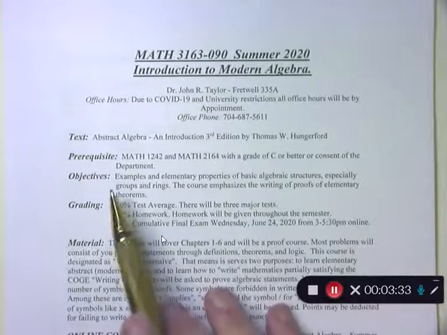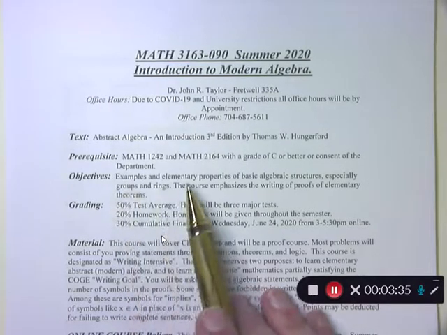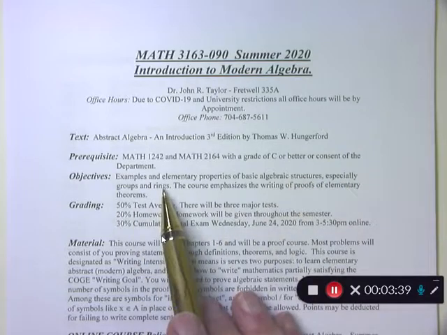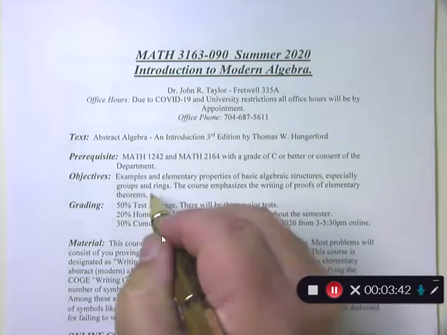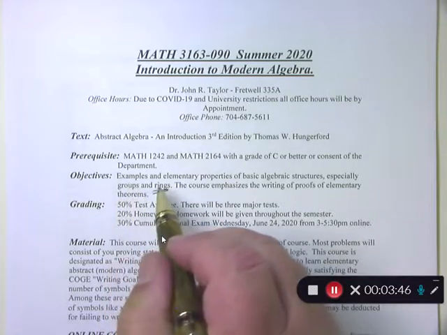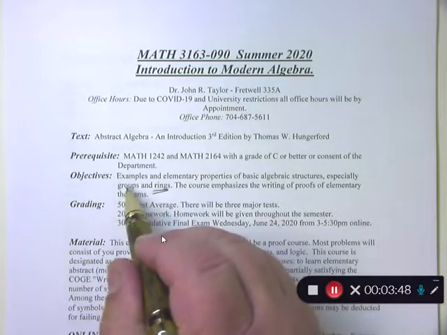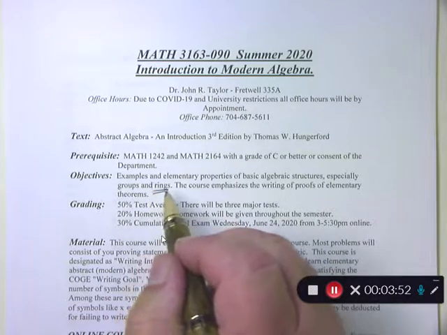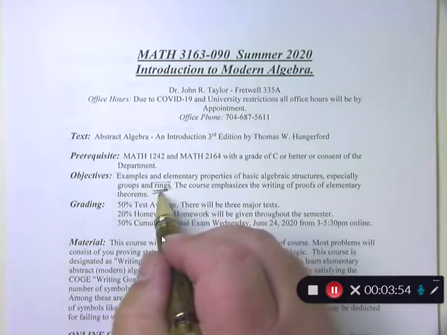The objectives here are examples and elementary properties of basic algebraic structures, especially groups and rings. Our focus is going to be on rings, honestly. We'll look a little bit at groups because half of a ring ends up being a group. I'll talk a little bit about that. The way the book is set up, we're going from chapter 1 through chapter 6, and we're going to be focusing on rings.